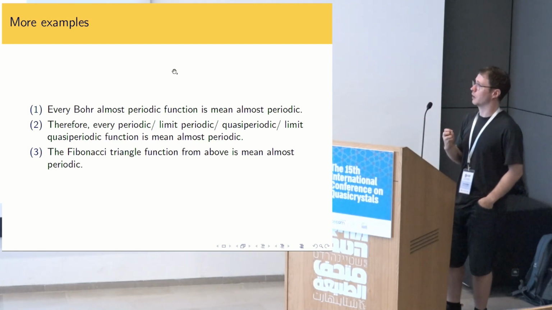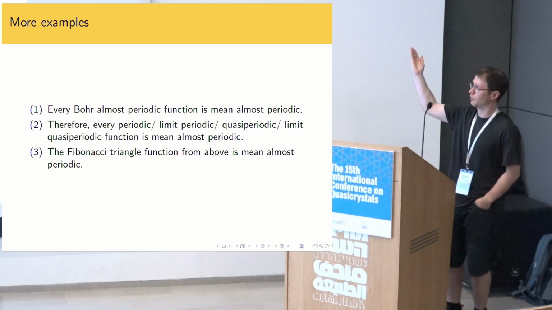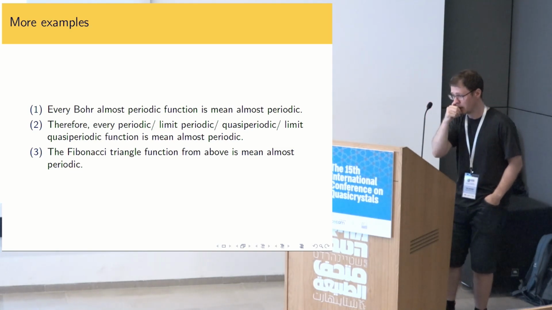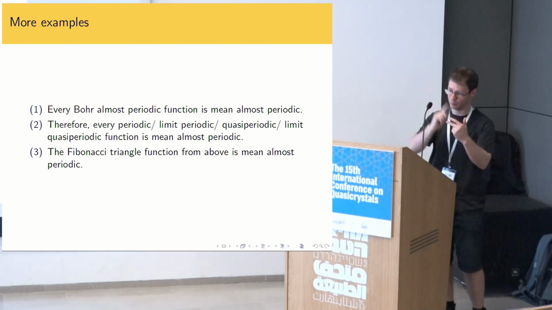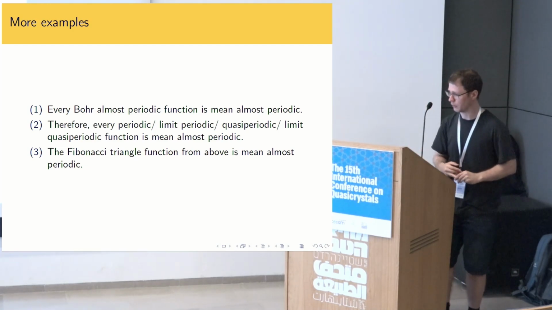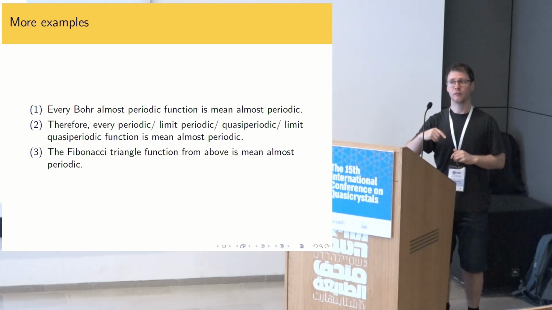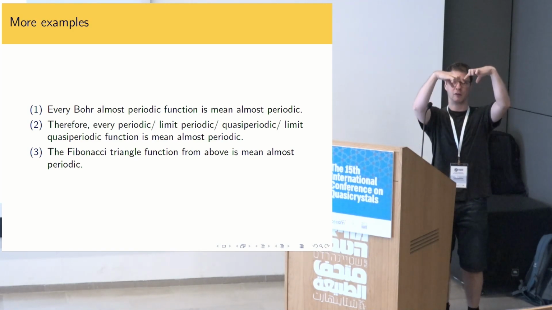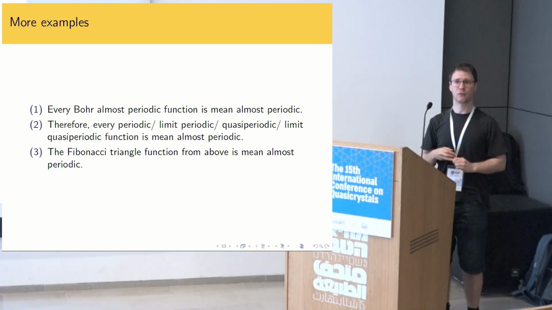So do we have any examples for mean almost periodic functions? Well, I just said Bohr almost periodic functions are all mean almost periodic, which in particular means every periodic, every limit periodic, every quasi-periodic, and every limit quasi-periodic function is mean almost periodic. And one can show this function I showed you earlier, this triangle function on the Fibonacci chain, is mean almost periodic. This is an example.